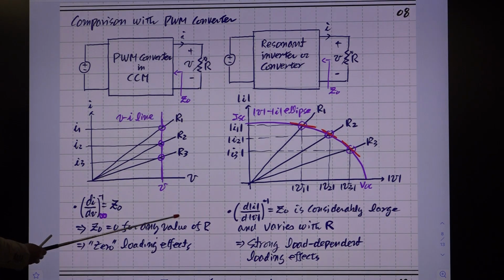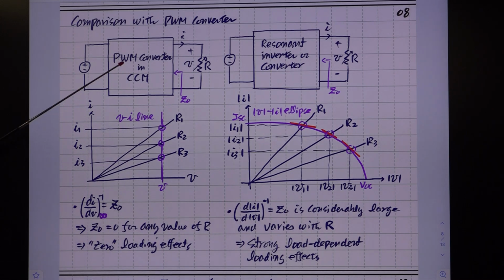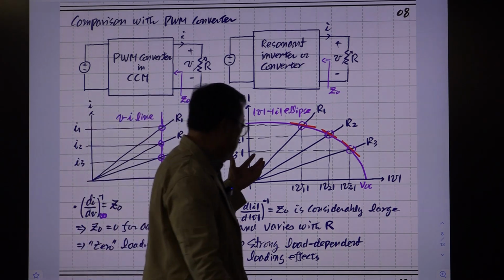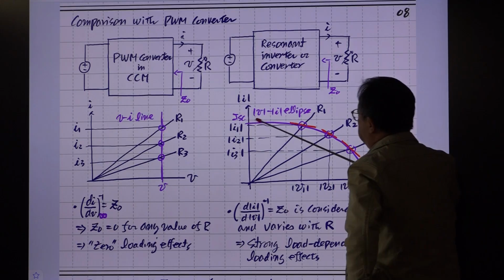But if you have this zero output impedance, then there is absolutely no loading effect. All right? So this is the ideal case, which is the nice characteristic of these PWM converters. But for these resonant converters, the situation is very different. So this is the ellipse curve.